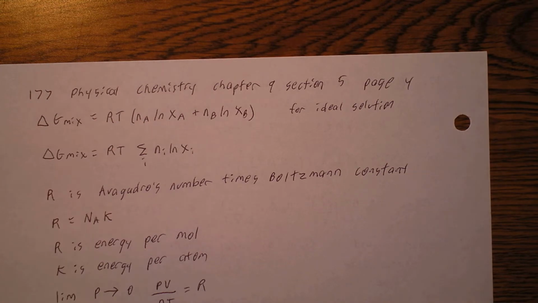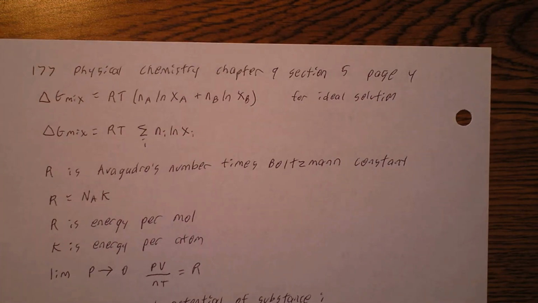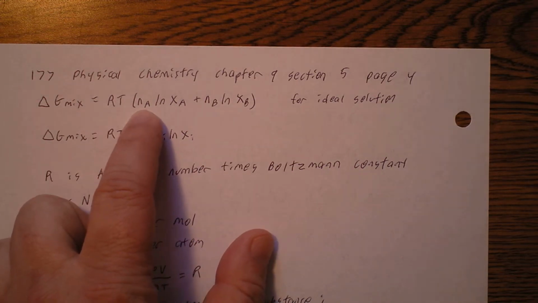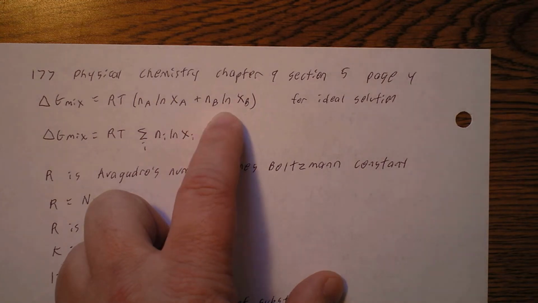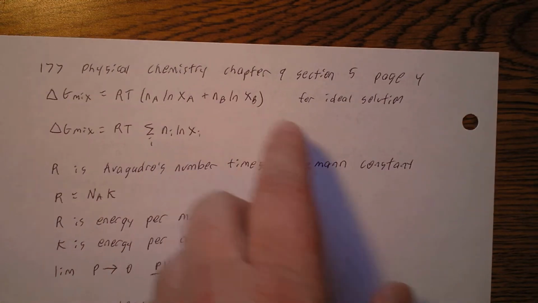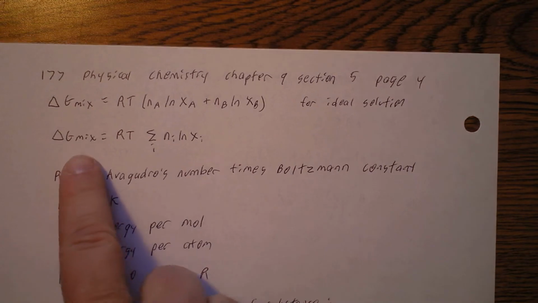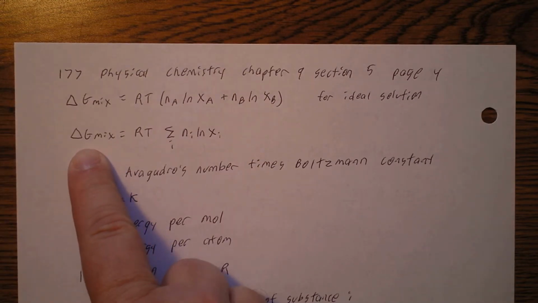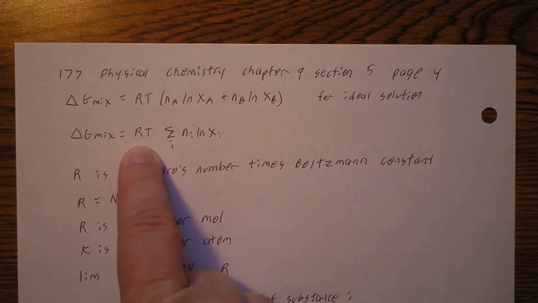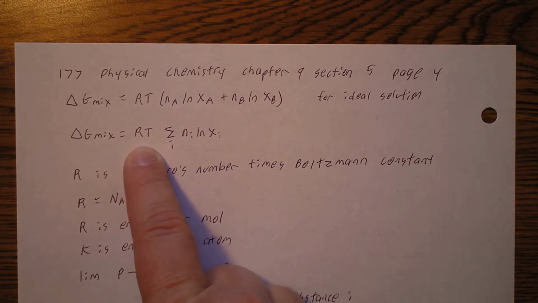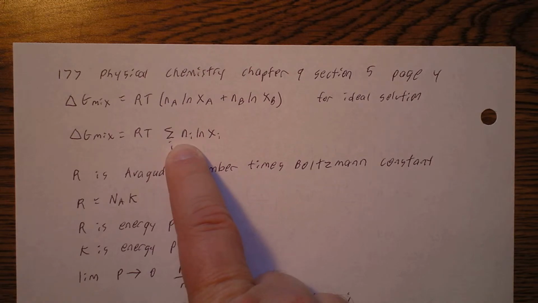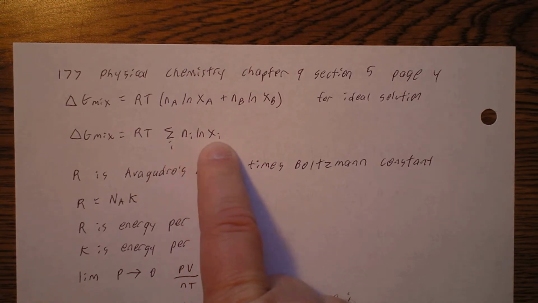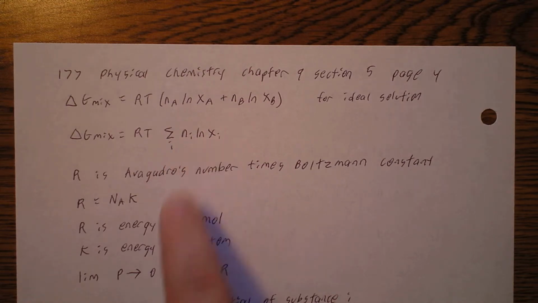Now, the change in Gibbs free energy from mixing is going to be equal to R times the temperature times this whole quantity: the number of moles of substance A times the natural log of the mole fraction of A, plus the number of moles of substance B times the natural log of the mole fraction of B. That's for an ideal solution. So in summation notation, we'll get the change in Gibbs free energy from mixing is equal to the gas constant R times the absolute temperature times the sum over all substances i of the number of moles of substance i times the natural log of the mole fraction of substance i.